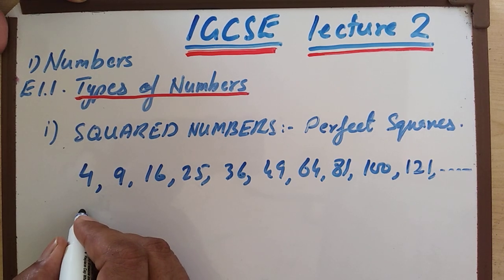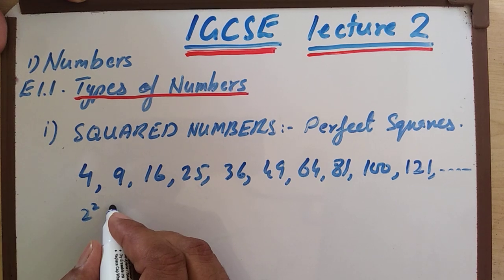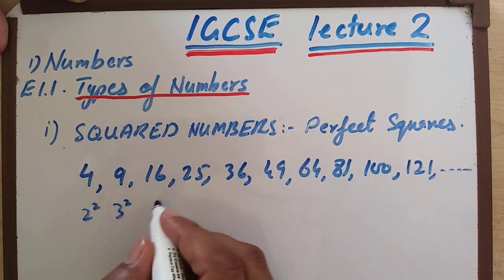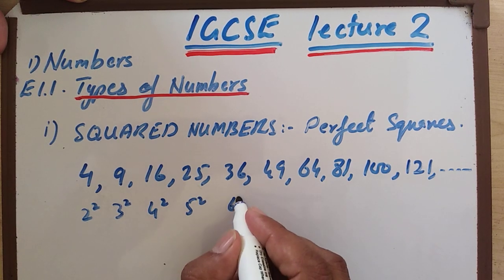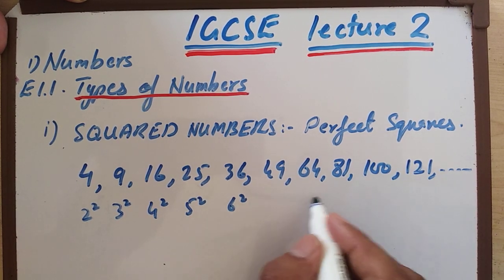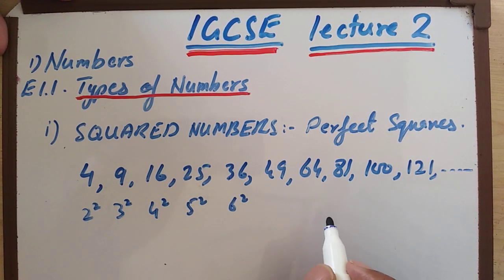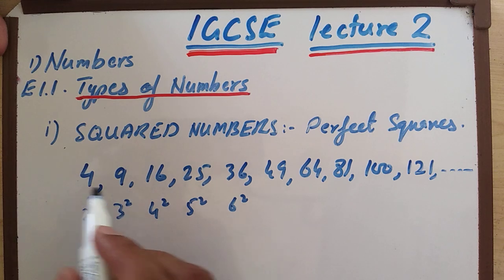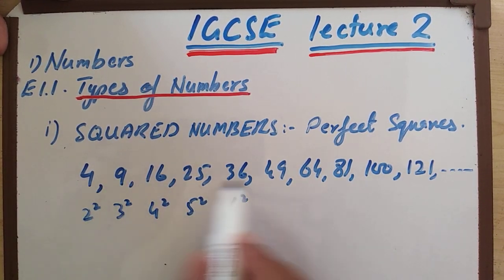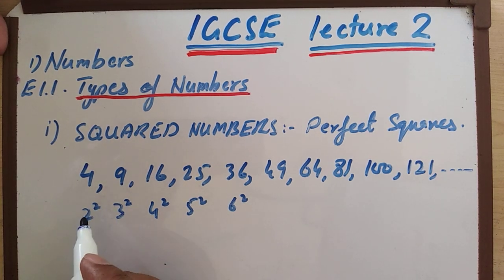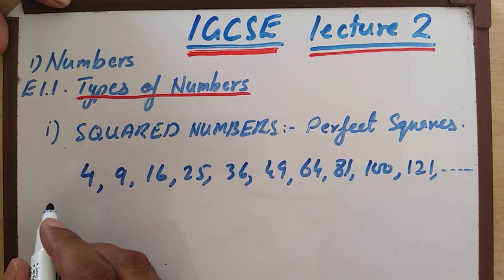So why do we call these numbers square numbers? Because when we take the square of 2, this gives us 4. The square of 3 is 9. Square of 4 is 16. Square of 5 is 25. Square of 6 is 36, and so on. When we take the square of these natural numbers, this gives us these perfect square numbers, and these numbers are ultimately present in natural numbers. So these numbers are called square numbers.